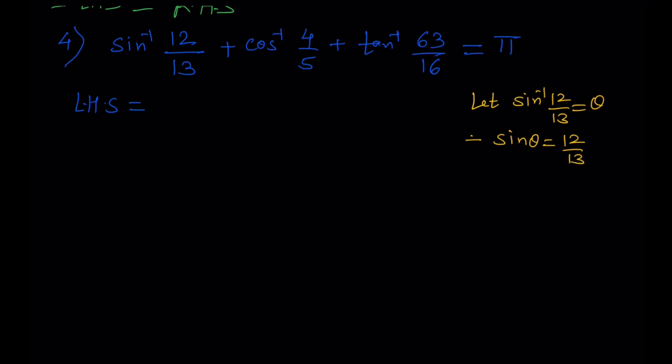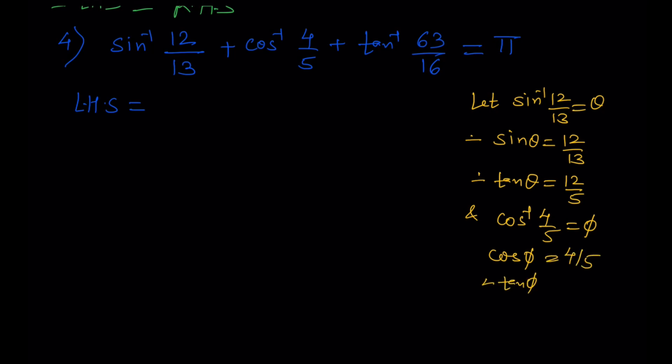Therefore, we get sin theta is equal to 12 upon 13. So, can you find tan theta? Use Pythagorean triplet 5, 12, 13. So, tan theta will be 12 upon 5. Similarly, if we consider cos inverse of 4 by 5 is equal to phi, then cos of phi is equal to 4 by 5. So tan of phi is equal to 3 upon 4.